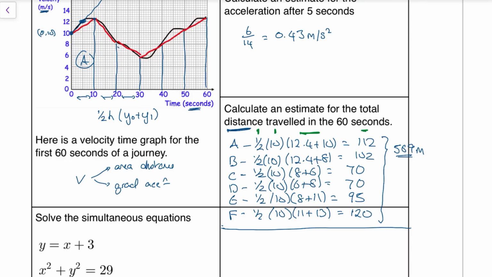Now, two things. In a real exam, it will make it clearer how many strips to use. I strongly doubt in a real exam you're going to have to do 6 strips because it's really time consuming. It took me a good couple of minutes to go through and do it accurately.